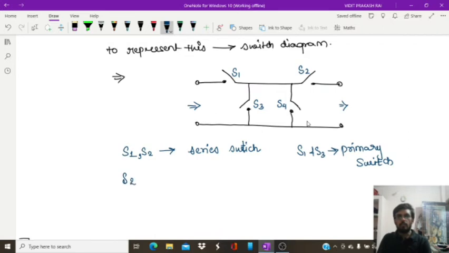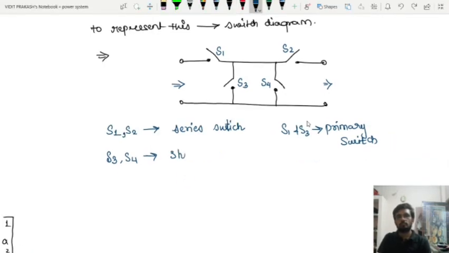Similarly, S3 and S4, these two switches are called shunt switches. And S2 and S4, these two switches are called secondary switches.